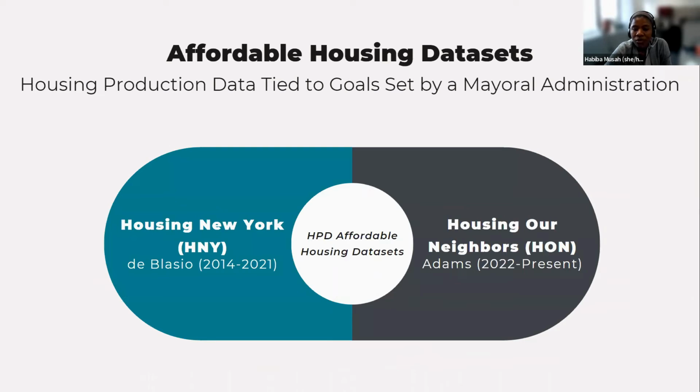HPD publishes an affordable housing data set with housing production data tied to goals set by a mayoral administration. The Affordable Housing Open Data consists of projects that were counted towards the Housing New York Plan, which was under former Mayor Bill de Blasio, and the Housing Our Neighbors Plan, which is under the current Mayor Eric Adams. The open data consists of 2 files, a project level file and a building level file, and we'll get more into that.